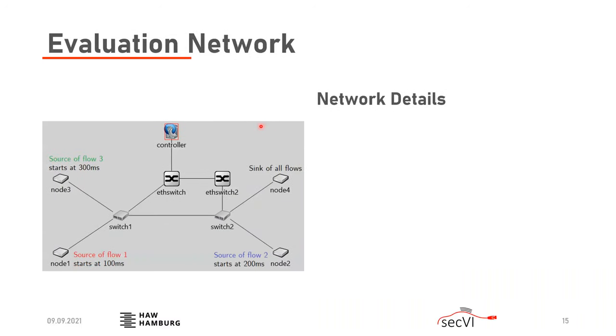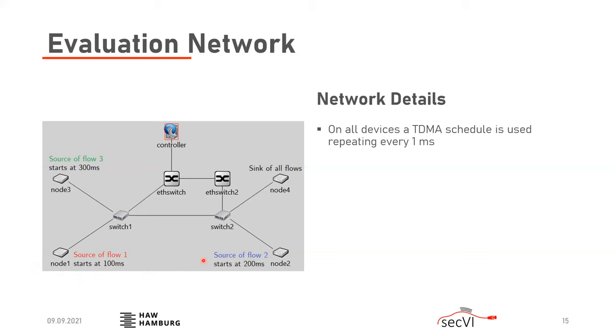I would like to explain to you how we constructed our evaluation network. The evaluation network has four different nodes, as you can see. And three of those nodes are allowed to send traffic to the fourth node, which is our traffic sink. All devices within the network use our TDMA schedule, which is repeating every millisecond. And the nodes start sending the traffic with an offset of 100 milliseconds.